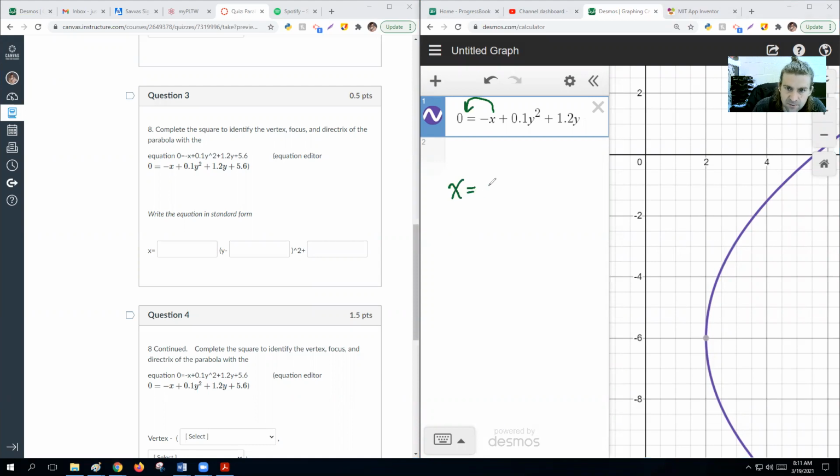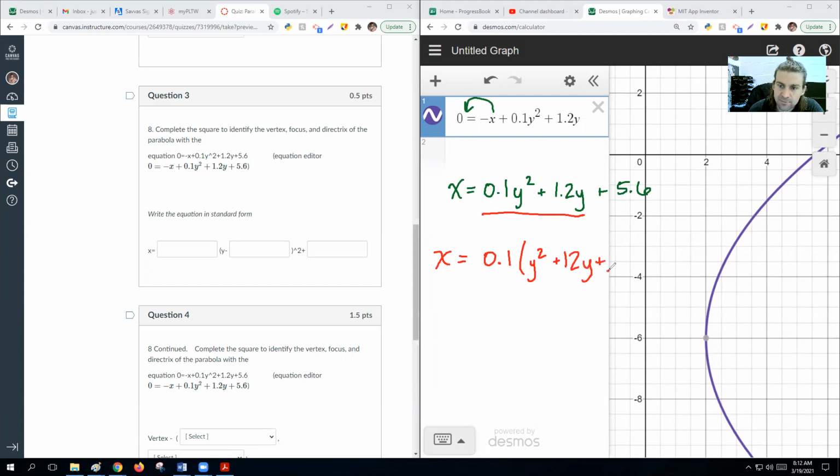We get x equals 0.1y squared plus 1.2y plus 5.6. The next thing we do is we focus on the part that has y's. We factor out the number in front of the y squared, which is 0.1. So if we divide 0.1 by 0.1, it's just 1y squared. Next, if we divide 1.2 by 0.1, if you don't know what it is, use the calculator right now and let's figure out what it is. 1.2 divided by 0.1 is 12. And then plus blank. Then we still have our 5.6 here.